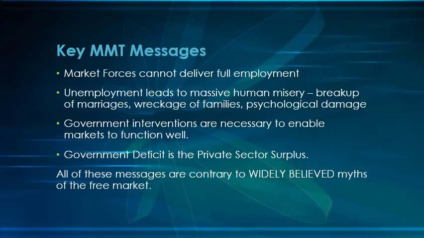So government interventions are necessary to allow the markets to function. This is exactly the opposite of the Chicago school lesson, that the less the government intervenes, the better off the market is. And one key message which is dramatically opposite of conventional understanding is that the government deficit is exactly equal to the private sector surplus. This is something that I'll just say right now, and I'll try to explain it later on.